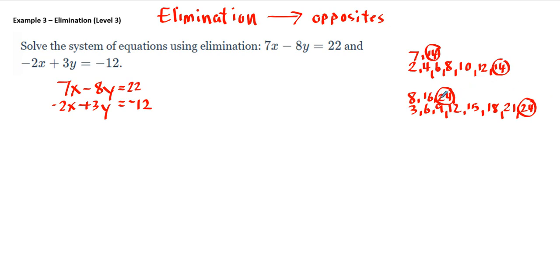And again, there's nothing wrong with using 24 or 14. It's whatever seems easiest for you, whatever clicks best. I'm going to use 14 because I think that's slightly more manageable to deal with. So I'm going to start by rewriting both of the equations over here. Since this is a positive 7x, my goal is to turn that into a positive 14x, which means that if we want to eliminate, the opposite of 14x would be negative 14x.